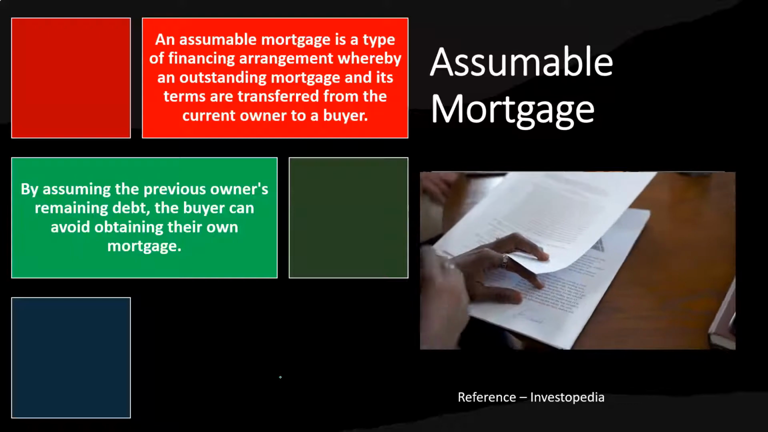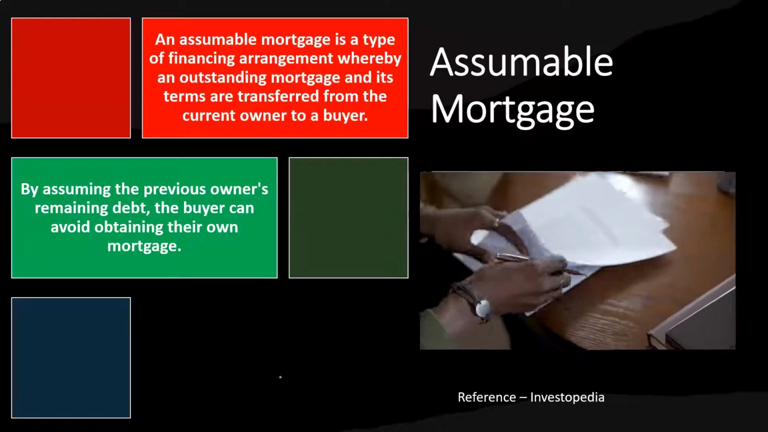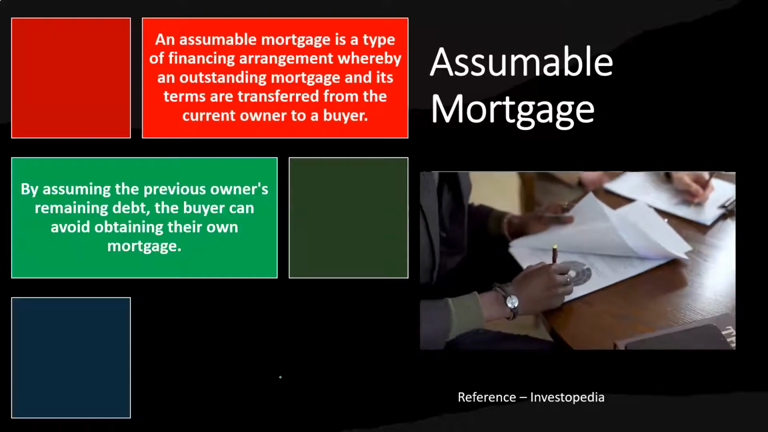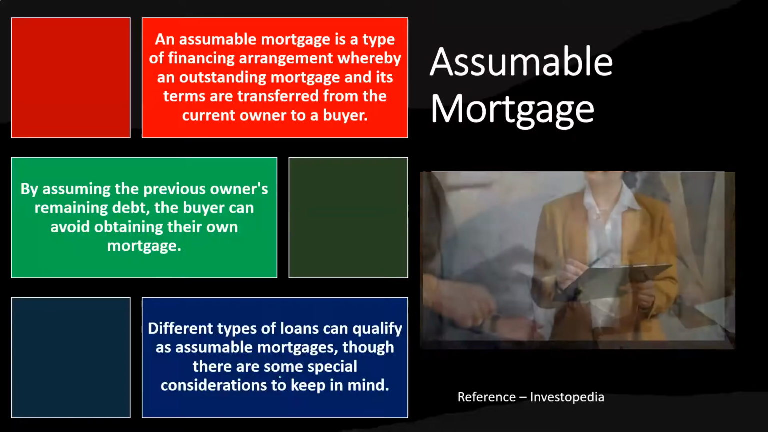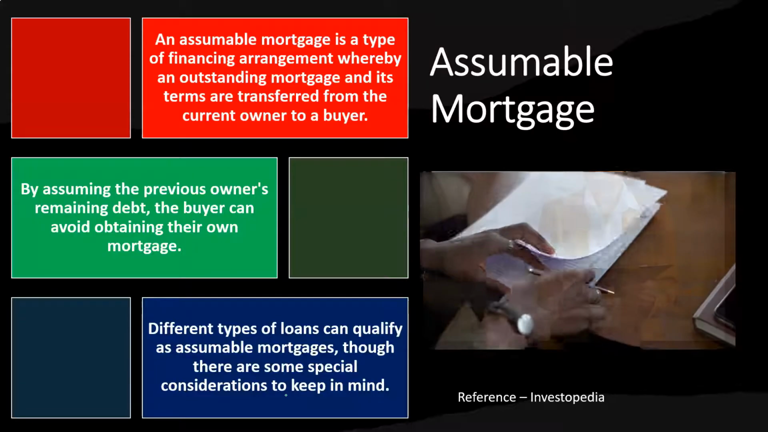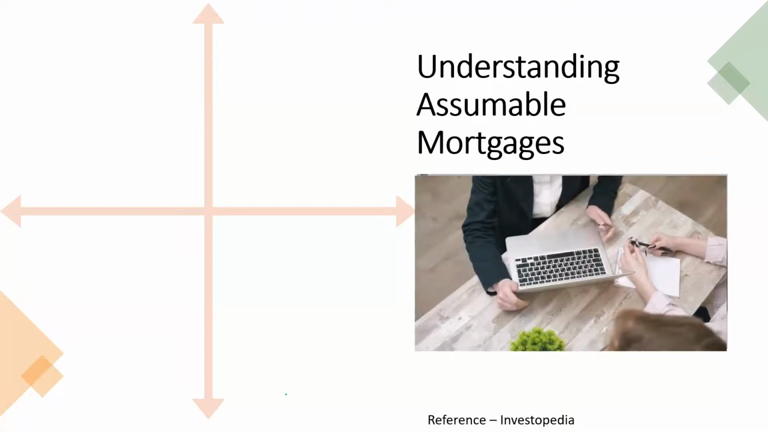So by assuming the previous owner's remaining debt, the buyer can avoid obtaining their own new mortgage. So it could save some complexity. You can imagine, hey, that seems kind of like a little bit easier. It might be in certain circumstances an easier process. Different types of loans can qualify as assumable mortgages, though there are some special considerations to keep in mind.